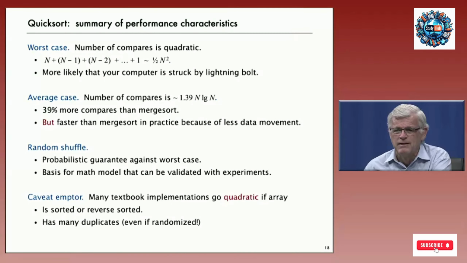Now there are some things that you have to watch out for with Quicksort because the implementation is a bit fragile and it's easy to make mistakes, and you'll find textbook implementations or implementations out on the web that wind up running in quadratic time in certain situations. You have to be a little bit careful of that. Even if everything is randomized, if there are lots of duplicates and the implementation's not done quite right, the Quicksort might take quadratic time.